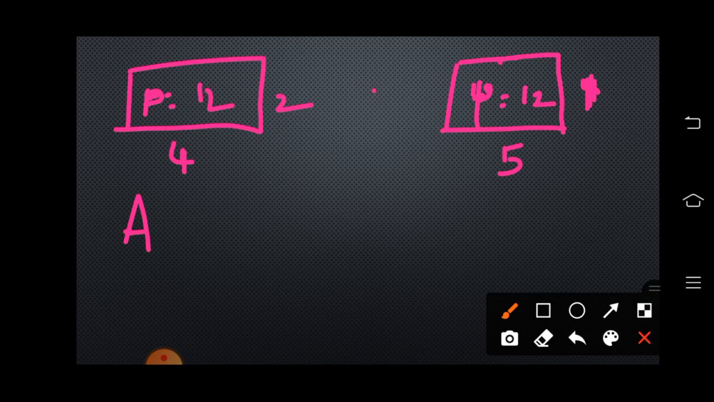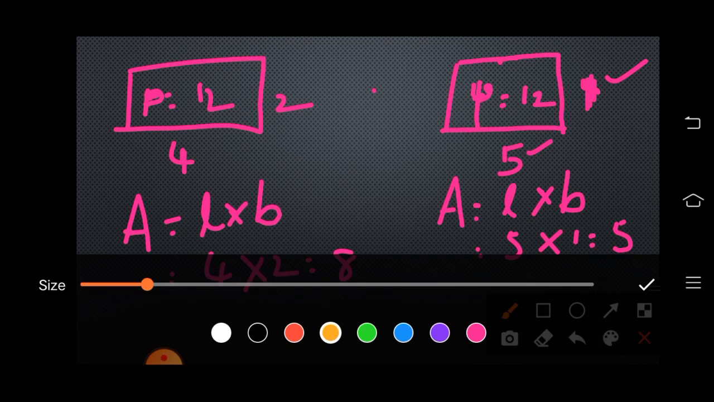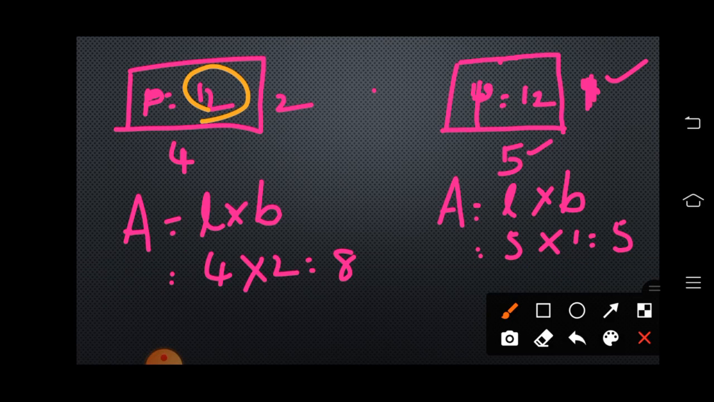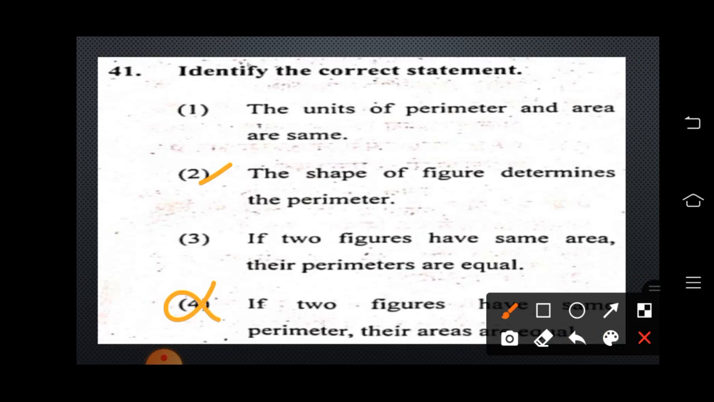I have taken the perimeters 12 for both and the sides different. Area is equal to length into breadth. So area is equal to length 4 and breadth 2, that is equal to 8. And here area is equal to length into breadth, length is 5 and breadth is 1, that is equal to 5. Here the perimeters are same but the areas are different, and here option 4 is also the wrong one.